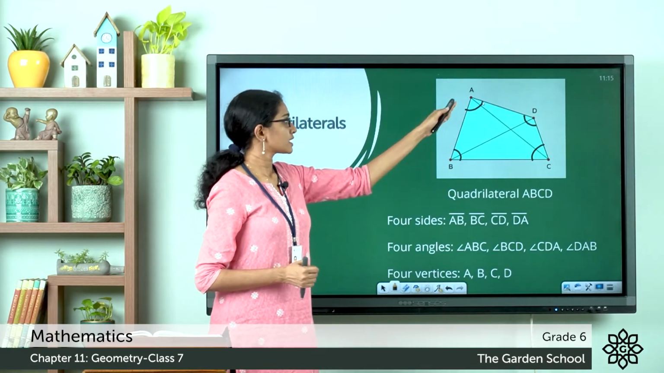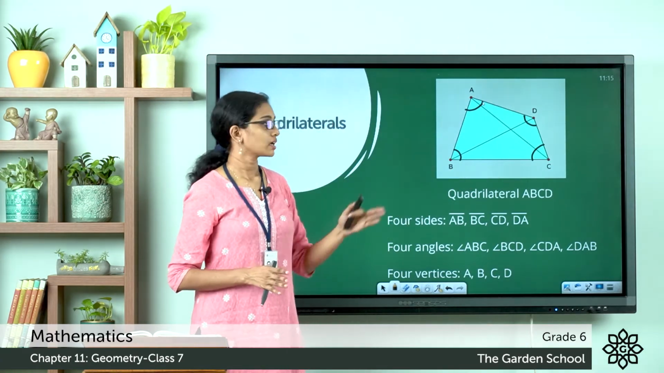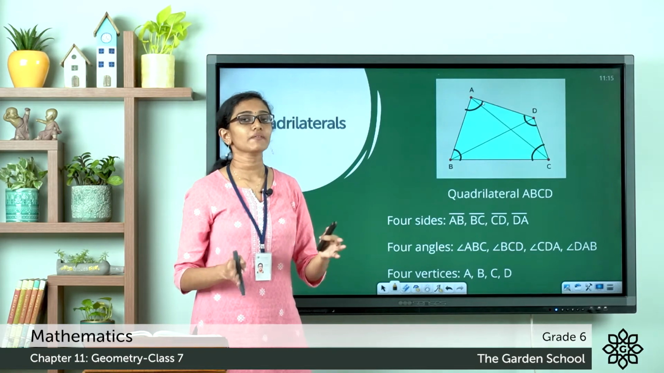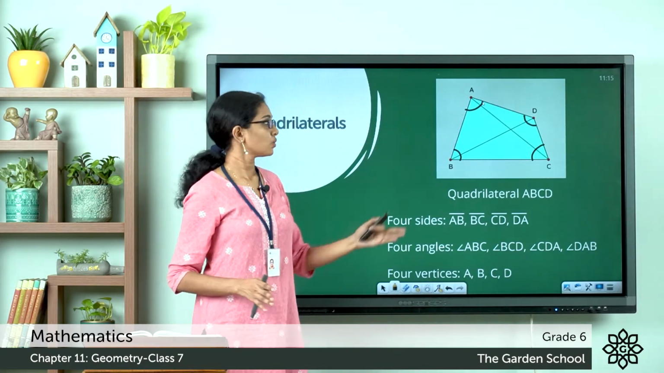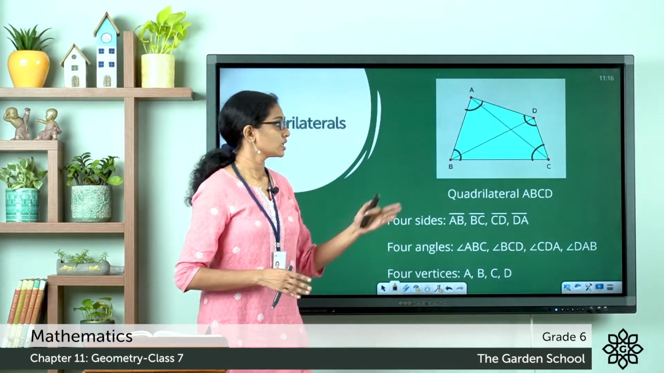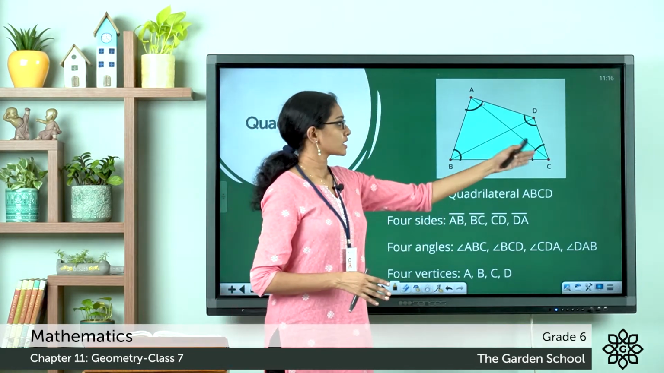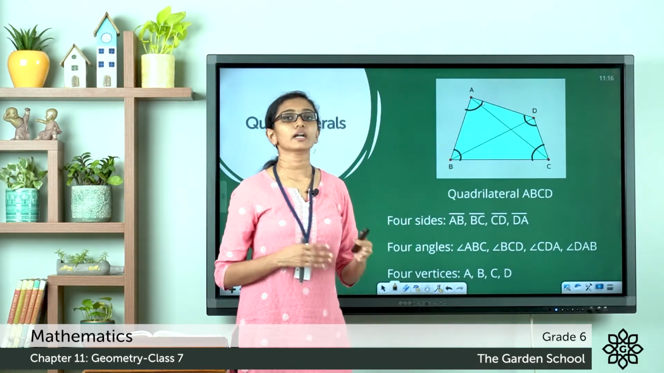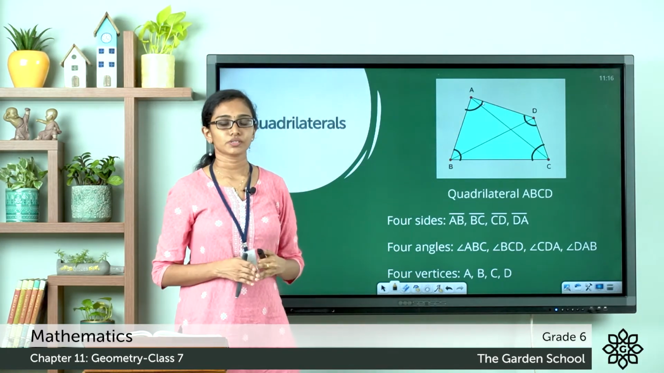Now the side AB and side BC have a common vertex B. So when two sides have a common vertex, we say they are adjacent sides. So side AB and side BC are adjacent sides. Side BC, side CD are adjacent sides. Side CD, side DA are adjacent and side DA and side AB are adjacent.